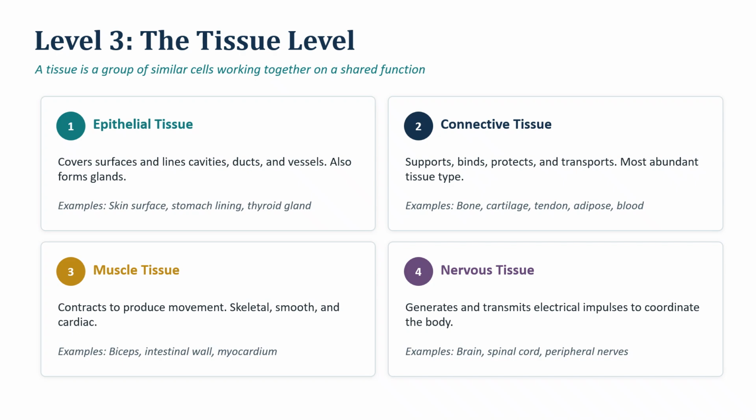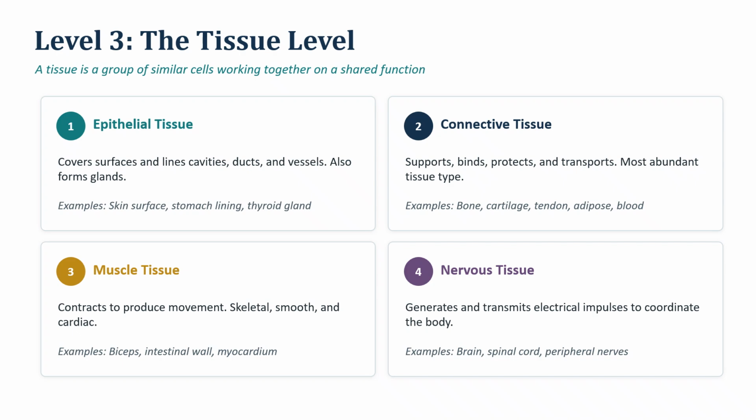Number 2 is connective tissue, which is the most abundant and most varied type. Its jobs are to support, bind, protect, and transport. Bone, cartilage, tendon, ligament, adipose or fat, and blood are all connective tissue. Students are frequently surprised that blood counts here, but it does, because it has cells suspended in a non-living matrix, which is the plasma.